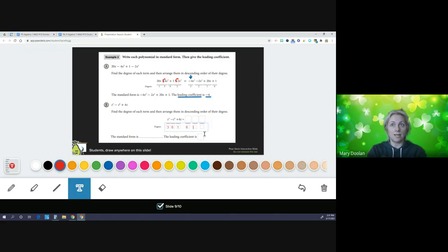So the term that has the degree of 6 is first. And then the term that has a degree of 3 is next. And the term that has a degree of 1 is last. Okay, now it's just a matter of typing those in. The term that had a degree of 6 was minus z to the 6th power.